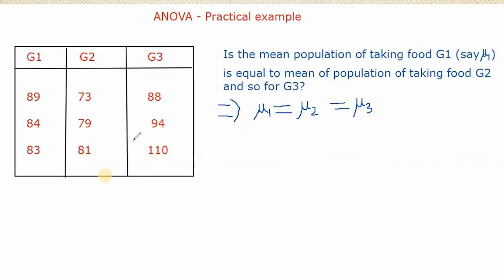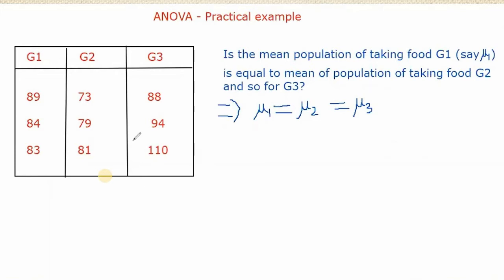Here I have three groups, G1, G2, G3. Let it be three different foods given to different samples, each having three people, in the sample groups G1, G2 and G3. The question is: is the mean population of taking food G1 equal to the mean population of taking food G2 and G3? The population mean, which is represented by mu, is unknown. What we know is the sample mean, and from the sample mean we have to derive an explanation about the population mean.